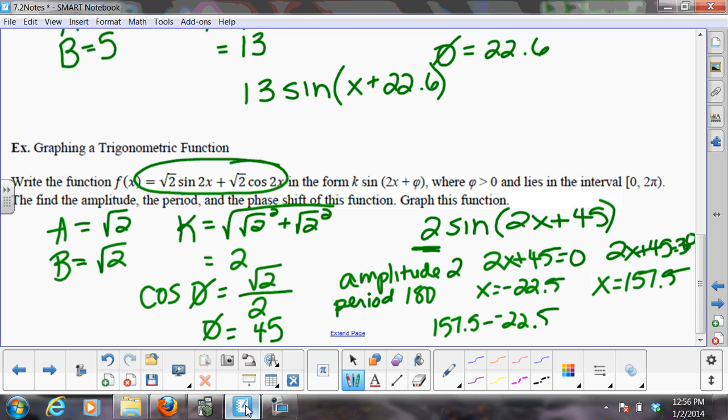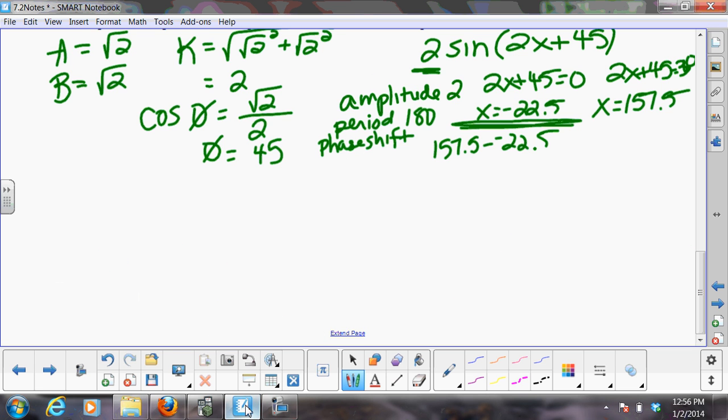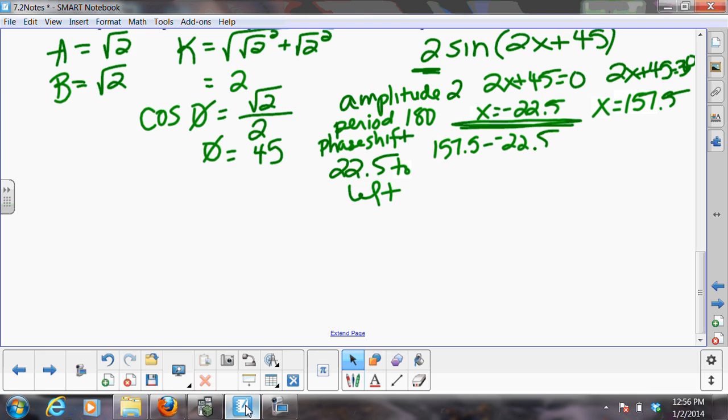The phase shift is actually this part right here, where normally a sine curve starts at 0. Well, we're actually starting at negative 22.5 degrees, to the left. So our phase shift is 22.5 to the left, since it went back to negative 22.5. And there you have section 7.2.